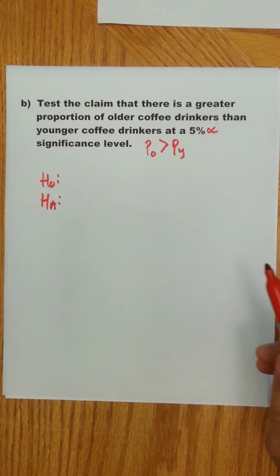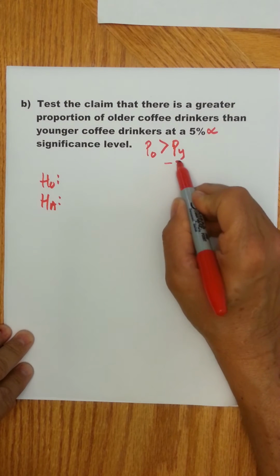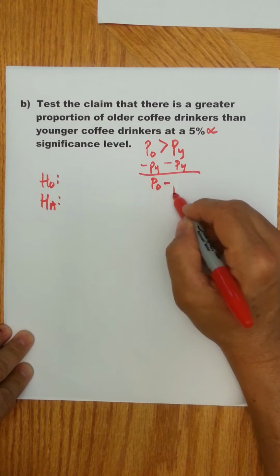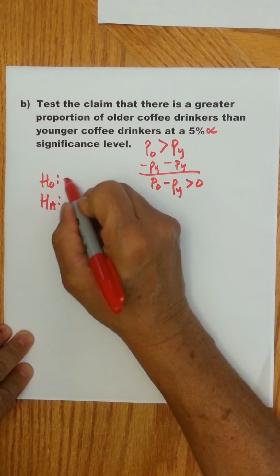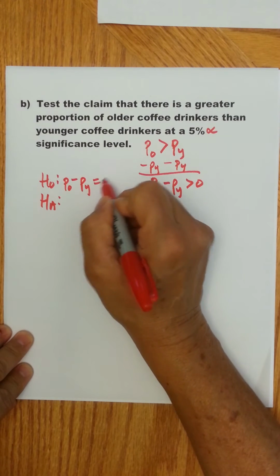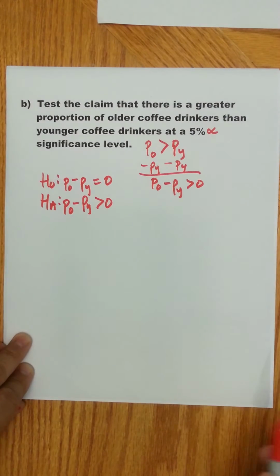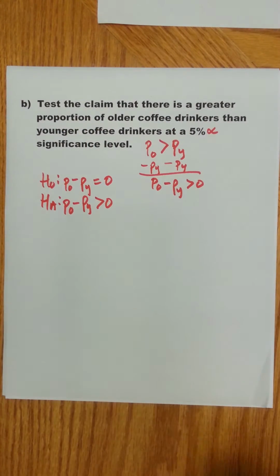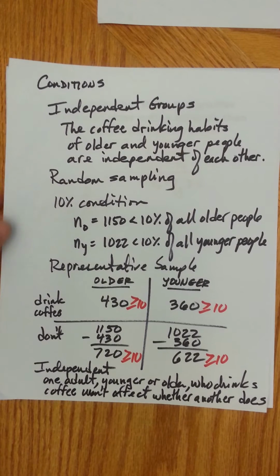Now, most likely, you would convert this by saying minus P_Y, right? And you'd get P_O minus P_Y is greater than 0. So that's what I'm going to go ahead and use. The null is P_O minus P_Y equals 0, and the alternative is P_O minus P_Y is greater than 0, right? But this is the easiest way to translate it kind of directly. Now, technically we would go through conditions again. But we've already done those in the video, so you can just look back at this. The conditions are met.